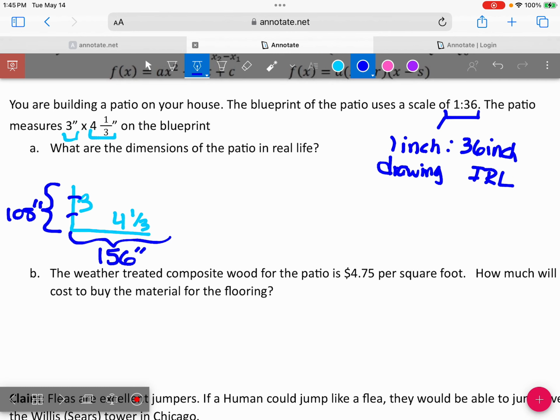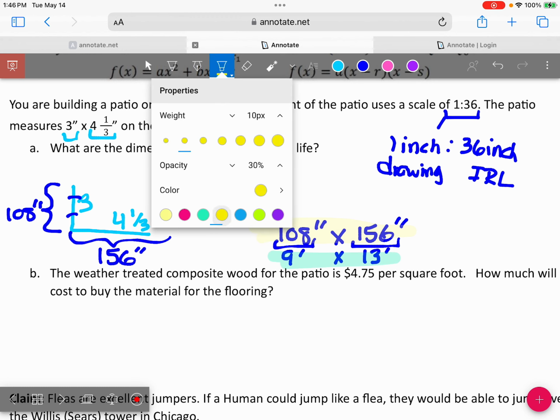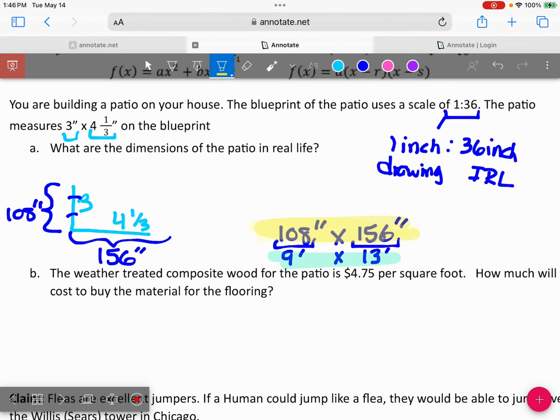So our dimensions in real life are 108 inches by 156 inches, which I'm 100% okay with us leaving like that. We don't have to put it in terms of feet. You absolutely can, in which case we would take each of these and divide them by 12, which is going to be 13 feet and 9 feet. These things are equally correct. So you can say that it's 108 by 156, or you can say that it's 9 feet by 13 feet. Those are equal amounts of correct. Okay, those are both valid.